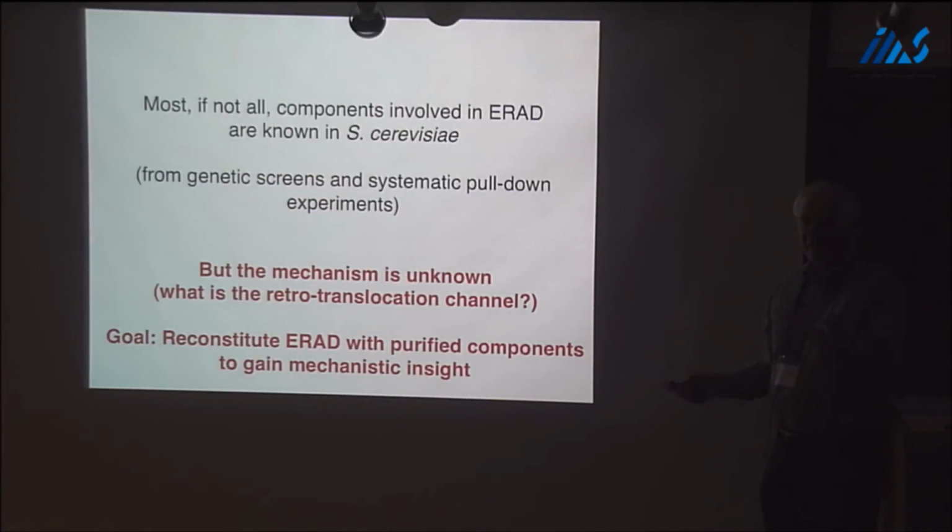So, from systematic pull-down experiments and genetics, we know most, perhaps even all, components involved in ERAD, particularly in Saccharomyces. As I said, from these two types of experiments, but the mechanism remains unknown. And in particular, what is the translocation channel? We believe that, particularly for ERAD-L, you need a channel to move a misfolded protein across the membrane. It's not happening spontaneously. And so we would like to know what the channel is, and I will tell you, we think we have finally identified the channel after we misidentified it twice. Well, not only us, but other people as well.